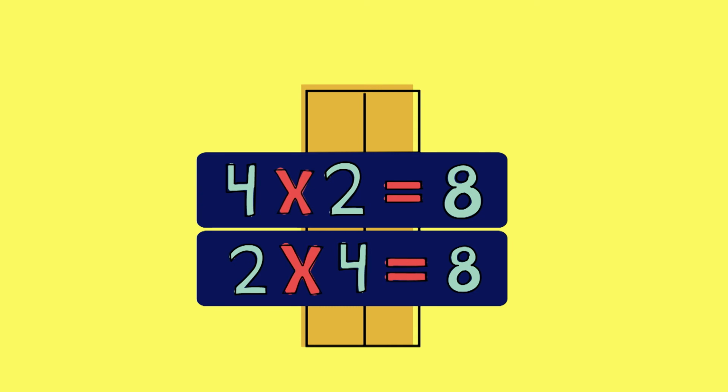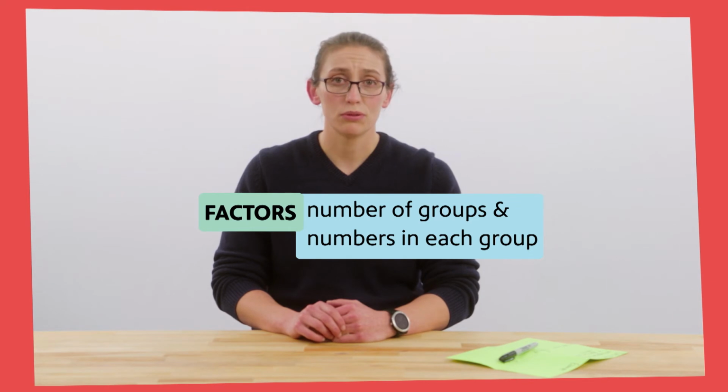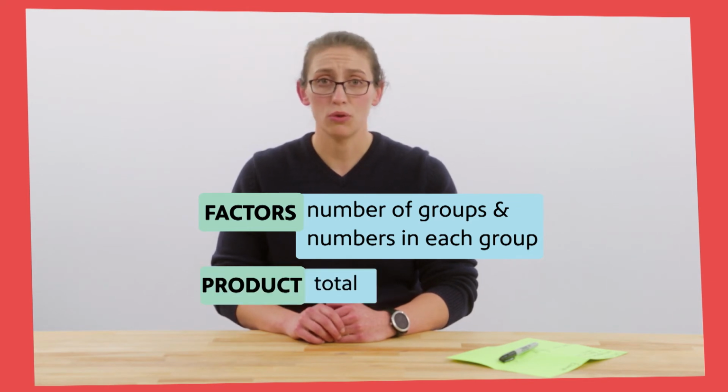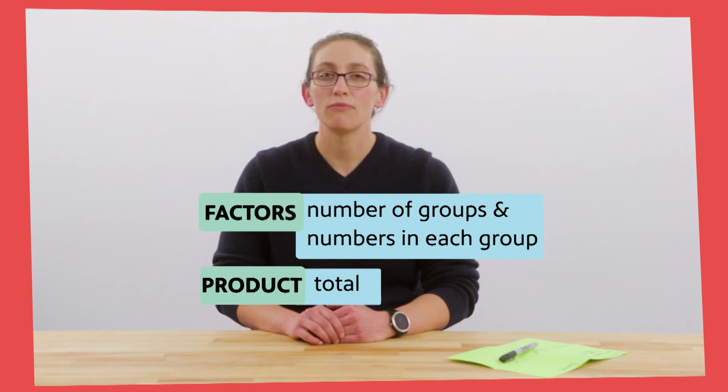No, it sure didn't. So, does the order of the factors in our multiplication equation change the answer or the product? Remember, the factors are the number of groups and numbers in each group, and the product is the total. I hear some of us are not sure yet. Let's try another one and see what we find out.